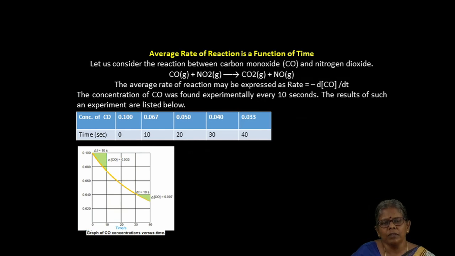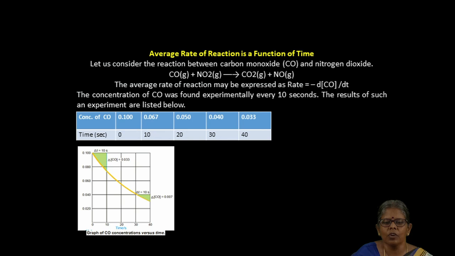There are two types of rate determination: one is the average rate, and the other is called the instantaneous rate. For the average, consider the conversion of carbon monoxide plus nitrogen dioxide giving carbon dioxide plus NO. Here the rate of a reaction can be expressed as the decrease in the concentration of carbon monoxide or the rate of increase of the concentration of carbon dioxide.